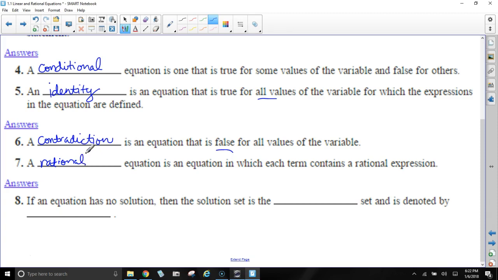Number 8, if an equation has no solution, then the solution set is the blank set and is denoted by what? If you have no solution, the solution set is called the empty set and is denoted by our little brackets that denote a set with nothing in there, the empty set. Recall another way to denote the empty set is that symbol.